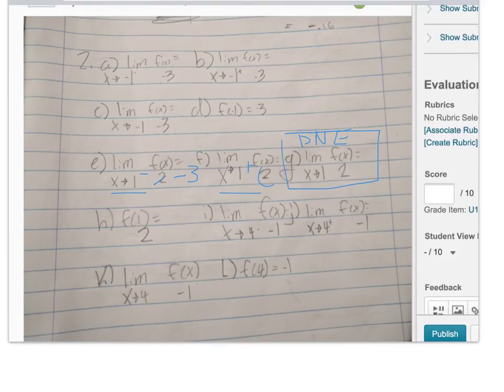So if you were doing the same thing for part I, the limit as x approaches 4 from the left is minus 1. The limit, though, as you're approaching 4 from the right is 0, not minus 1. So again, we have two different limiting values for the same x value, and that's not allowed, and so we have to say for k that the limit, again, does not exist when those two values don't agree, okay?